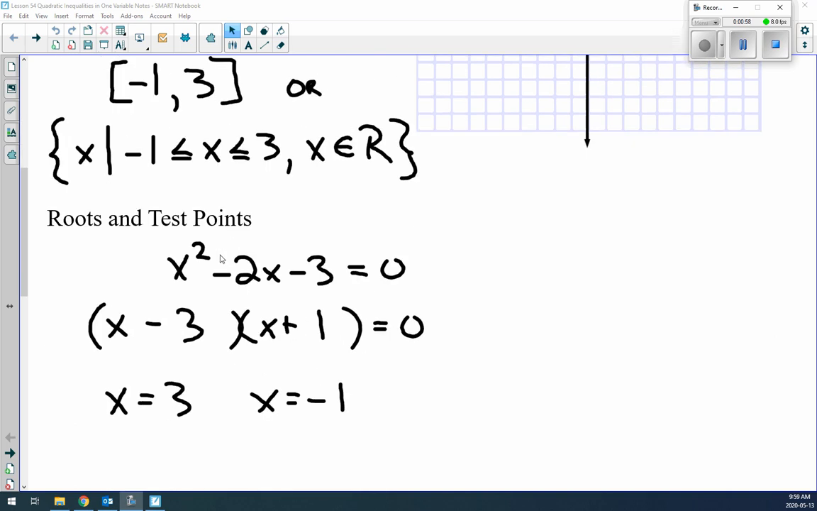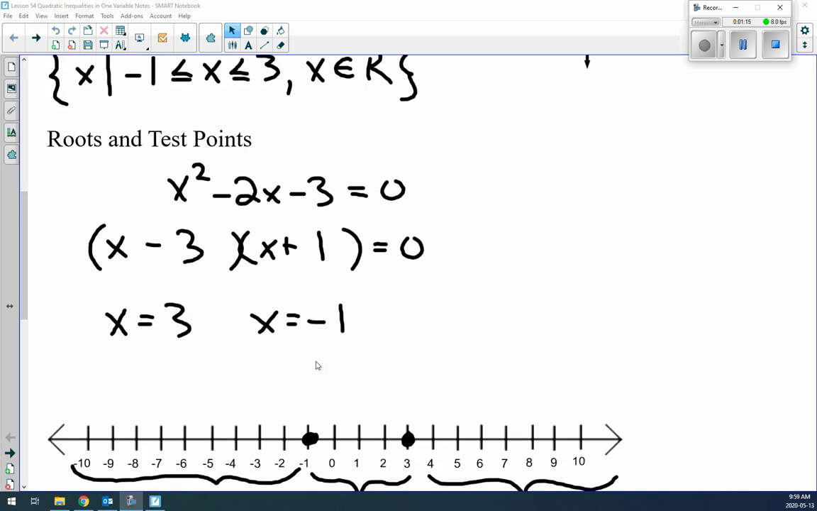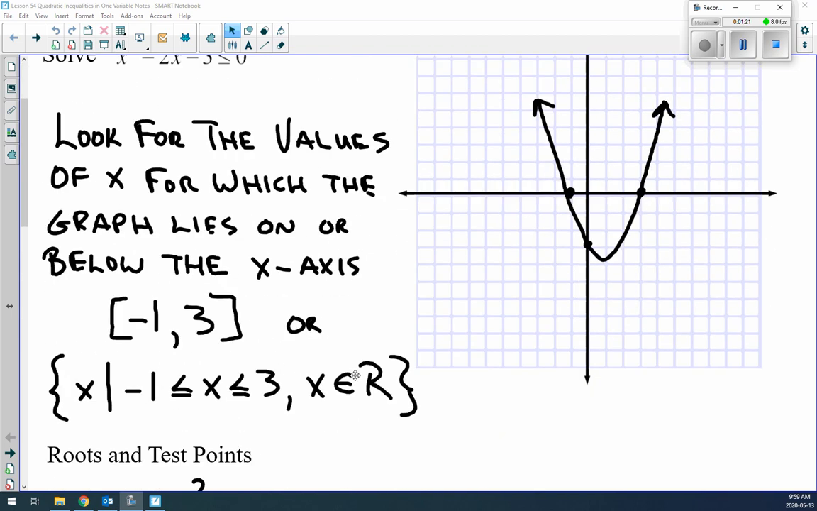So here we go. x squared minus 2x minus 3 equals 0. Break it down into its roots, right? You factor it. And of course, if it doesn't factor this way, we're going to have to use the quadratic formula, which you'll see on one of the examples coming up. So we have x equals 3 and x equals -1. Now, if you notice, why are they solid dots, not open circles? Because it's less than or equal to, right?